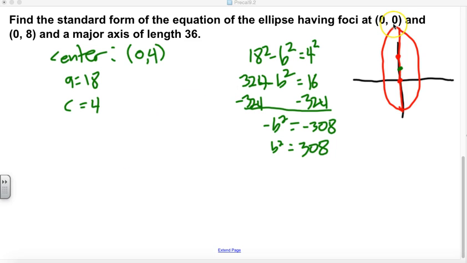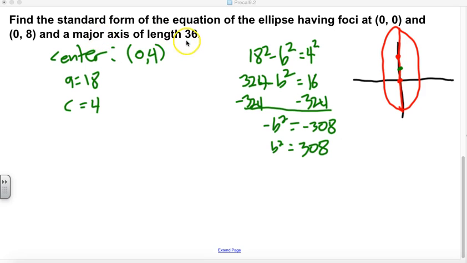Okay, so we have foci at 0, 0 and 0, 8. So I just drew a little sketch here. Foci are at 0, 0, and 0, 8. And notice this time the foci are going vertically. So this is going to give us a vertical ellipse. All right. So it's important to recognize that. So when you put your A and B in, you put them under the right letter.